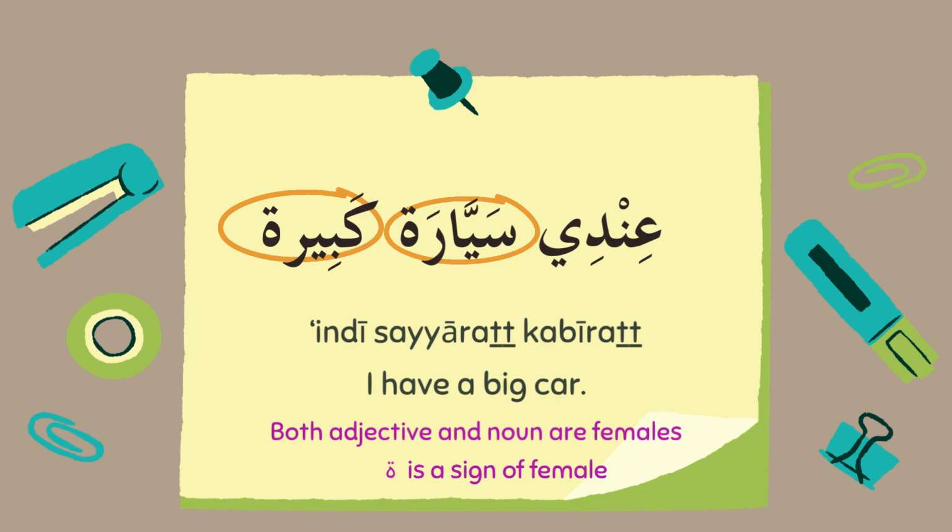Let's identify the two main components of this phrase. The word sayarah is the mawsuf or the noun because it is the object being described. In this case, it means car. The word kabira is the sifa or adjective because it describes the noun and it means big. Now, notice something important. The noun sayarah is a feminine singular noun. We know this because it ends with a ta marbuta, which usually indicates a feminine noun in Arabic.